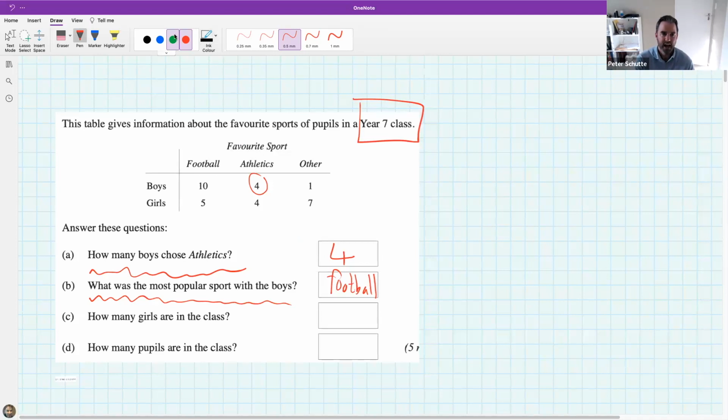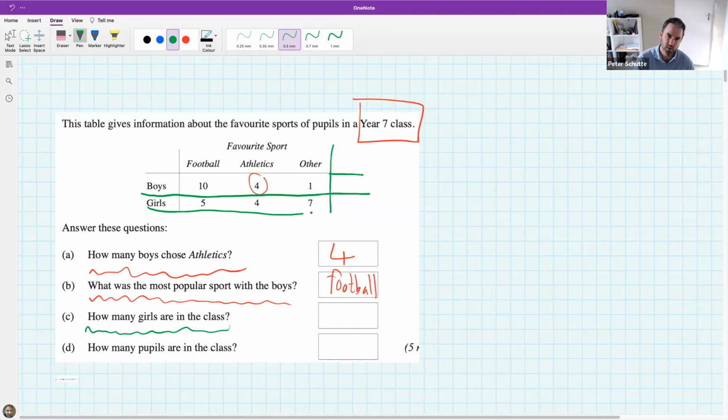Okay, next question. How many girls are there in the class? Well, we might need to do some extra maths here. I think what we need to do is take this table and give it some rows for totals. Let's have a look. So girls, 5, 4, 7. So that should be 16.